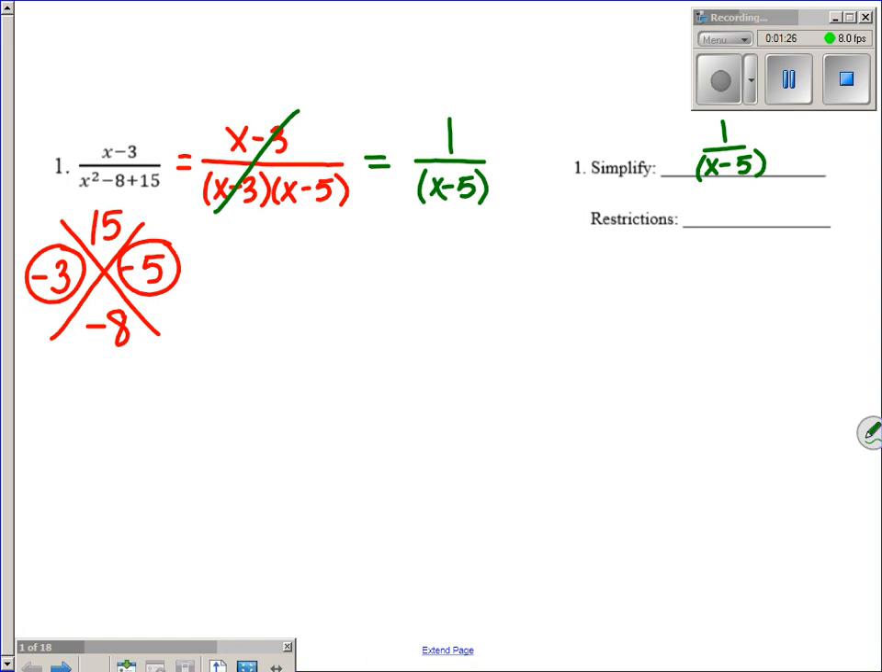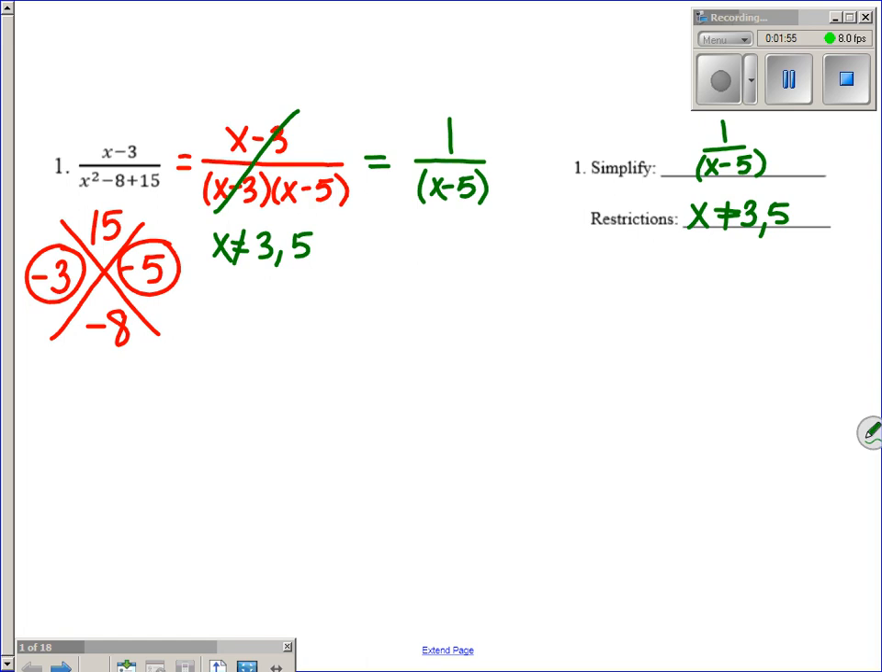Our restrictions come from the denominator when we factored it out. We talked about how the canceled out part is our holes, which are restrictions, and the x minus 5 is our vertical asymptote. So your x cannot be +3 or +5, because if you were to set both of those equal to 0, you would get +3 and +5. So x cannot equal 3 or 5.